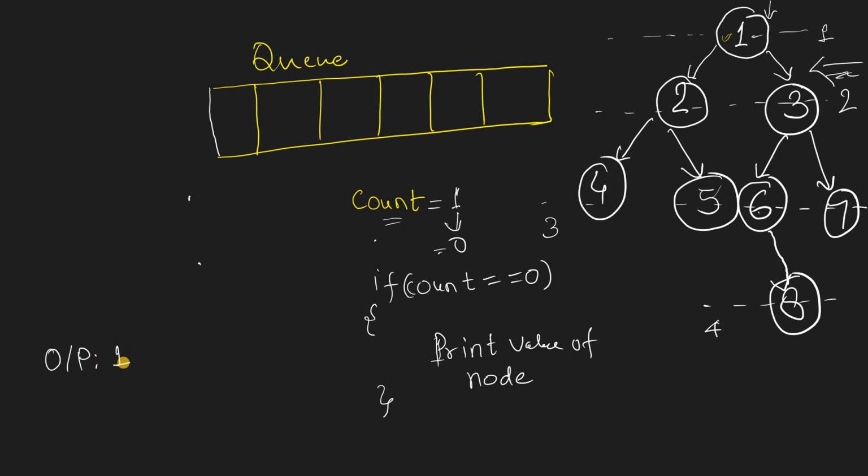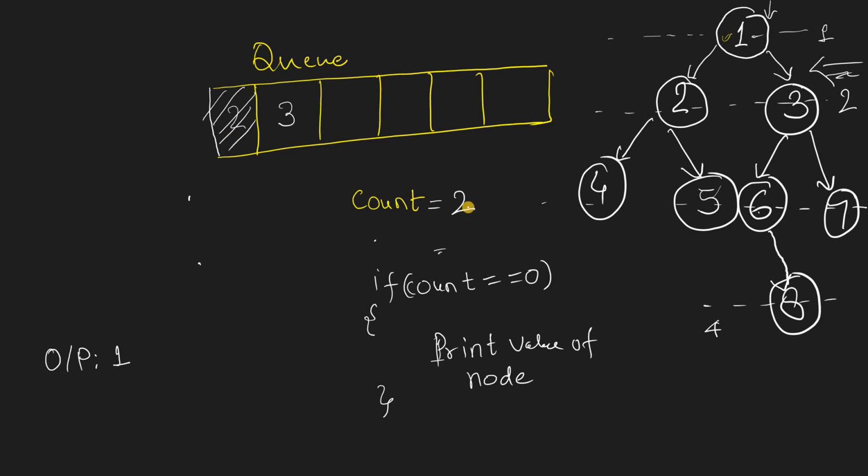And after this, what we used to do in level order traversal, we used to push the children of the node. So we'll push 2 and 3 into our queue. Now after this, we will again reset our count to the number of elements in the queue. So what will our count be this time? Now we have 2 elements in the queue, so our count will become 2. Then we'll pop the first element from the queue. So we'll pop 2 from the queue.